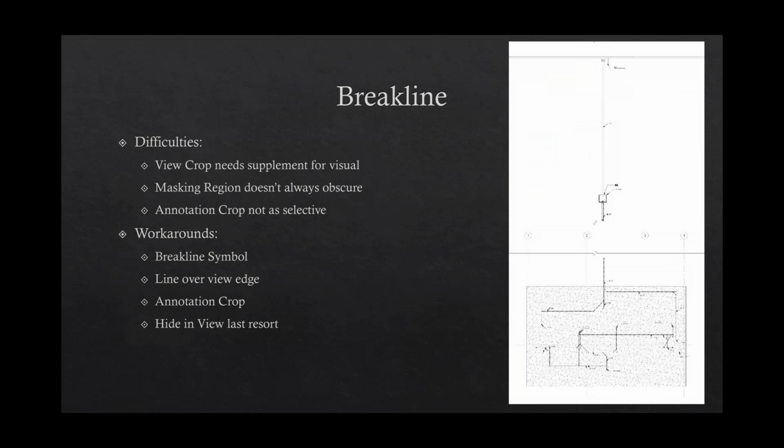The various tools at our disposal tend to have a little bit of limits that a view crop sometimes needs supplement to make it look proper. So if we just had the view crop be our break line, then it's not going to have the symbol that has that wavy line accent to show that this is where the view stops. So we need to at least include that. A masking region I've seen doesn't obscure wires, which is very fascinating.